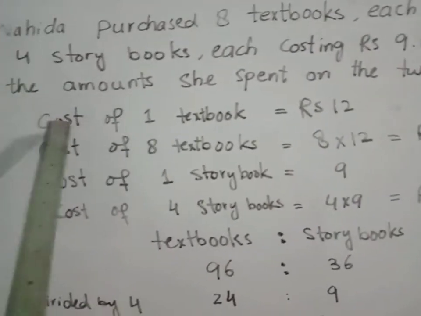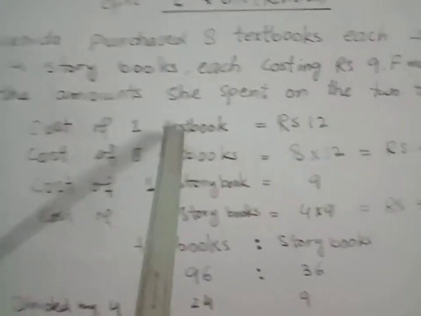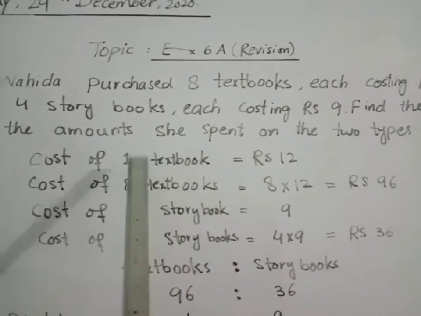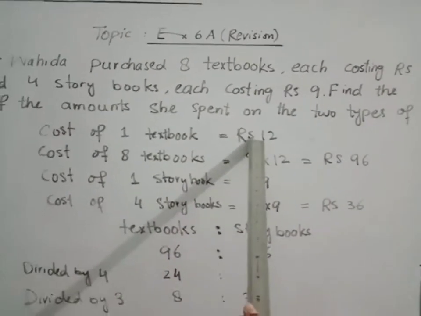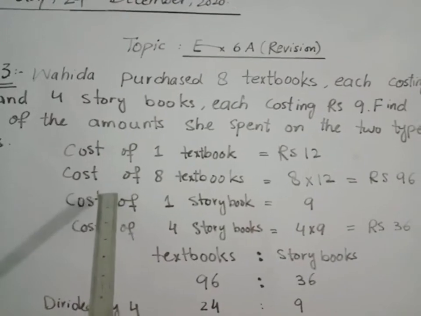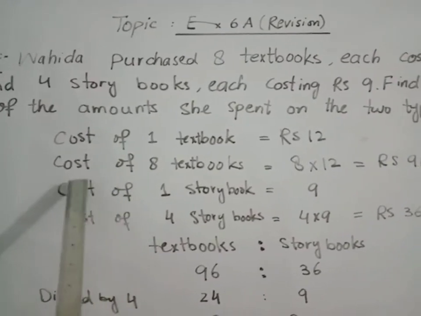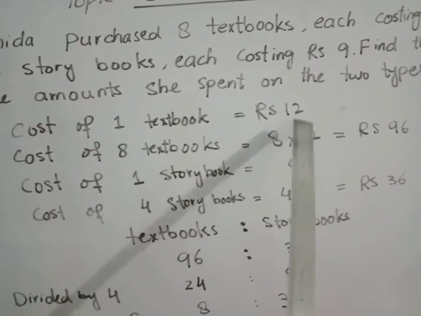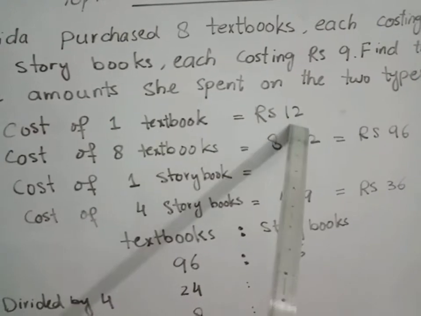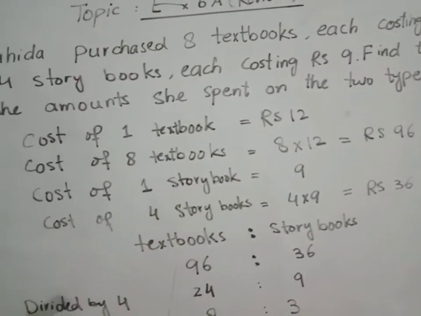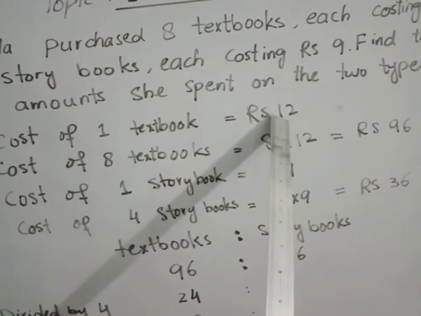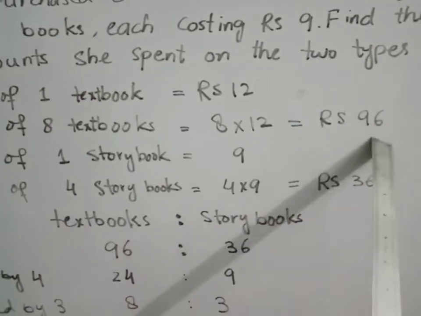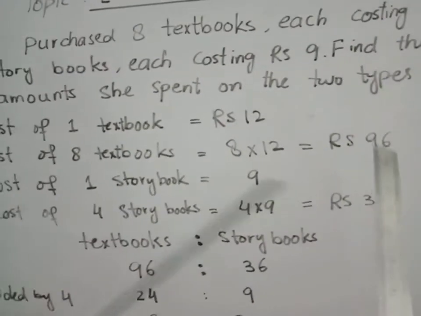Firstly, you will write here given data: cost of one textbook, and the cost of one textbook is 12 rupees. Now you will calculate the cost of 8 textbooks, which is 8 multiplied by 12, because the price of one textbook is 12. So 8 multiplied by 12, the answer is rupees 96. This is the price of 8 textbooks.